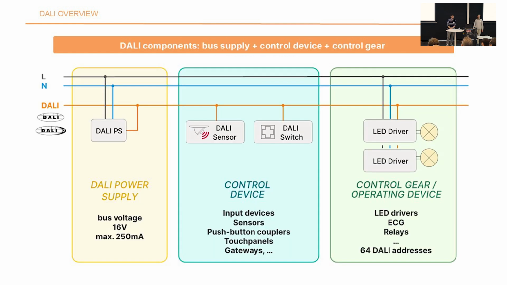So a DALI bus consists of 3 devices. So first we have the DALI power supply, which provides the bus with the necessary voltage and current, which are 16 volts and 250 milliamps maximum. Then we have the control devices, which will actually send commands and control the operating gears, the control gears, and the operating devices, which are LED drivers, for example.